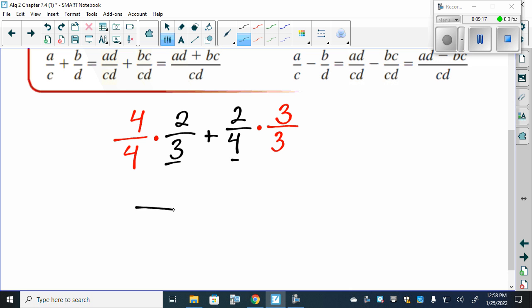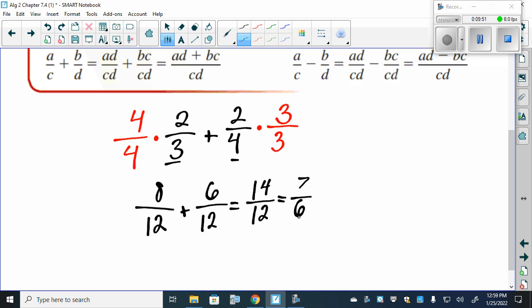And if we do this here, well, 4 times 2 is 8. 4 times 3 is 12. Plus 2 times 3 is 6. 4 times 3 is 12. And now that the denominators are the same, we can add the numerators. And 8 and 6 is 14 over 12. Now we do have like terms on top and bottom, which would really reduce to 7/6.